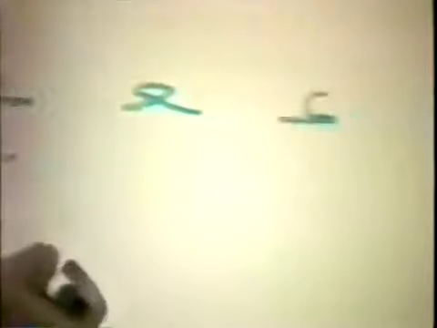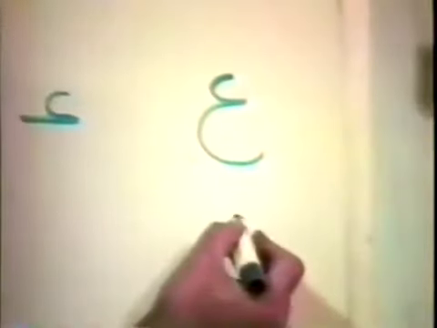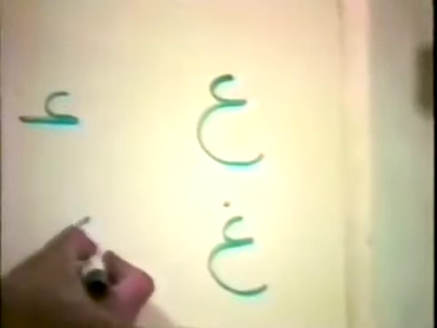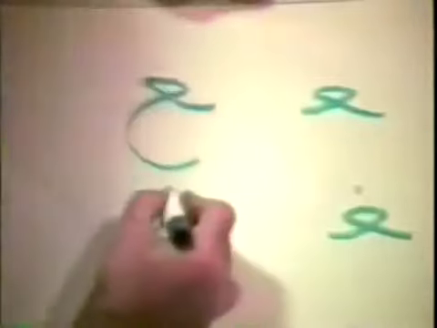Next is the letter Gha. This sounds like the French R. Gha. At the beginning, it's exactly the same as the Ain, except it has the dot on top of it. This is the letter Ain, and this is the letter Ghain. Ain and Gha. The next letter is Fa.